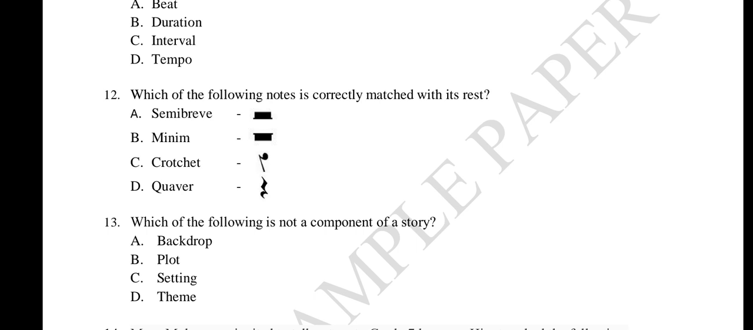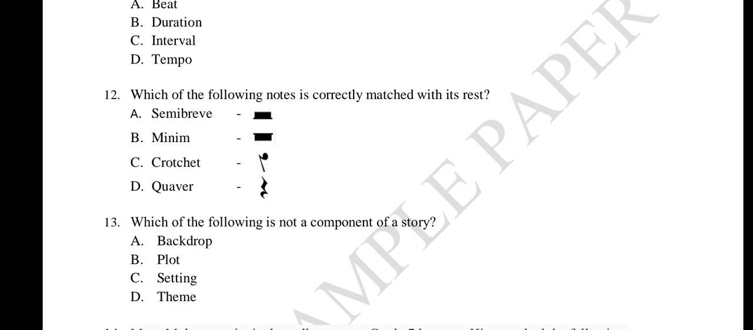Which of the following notes is correctly matched with its rests? Semi-brief? No, that is not for semi-brief. That is for a minim. Then minim? No, that is for semi-brief. Crochet? No. And quaver? No. So we have a problem with that question.